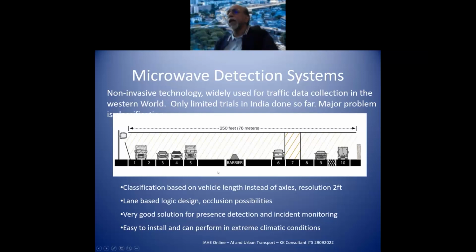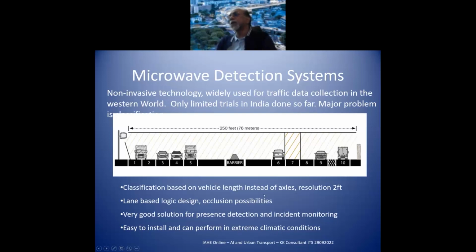The basic problem is the classification of the vehicle is based on the length of the vehicle and not the axles. And the resolution is 2 feet. It needs lane-based logic design, and there are occlusion possibilities. It is a very good solution for presence detection and incident monitoring. Easy to install and can perform in extreme climatic conditions.